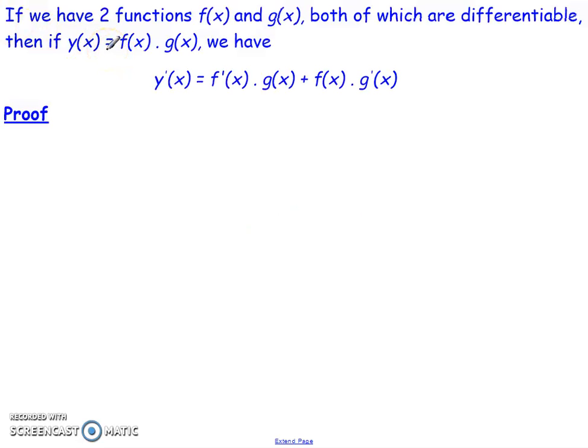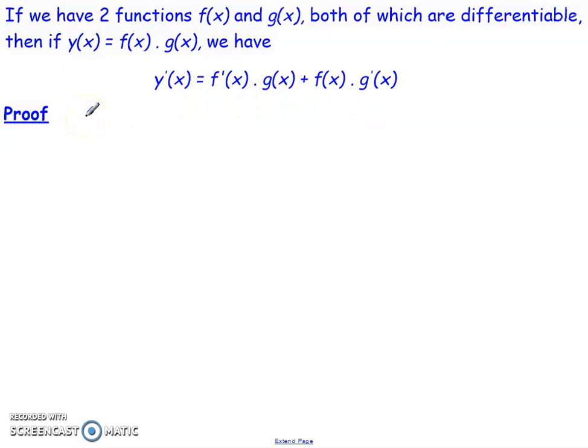Now let's imagine we've got two functions, f of x and g of x, both of which are differentiable. If we write that in the format y of x equals f of x times g of x, what we can do to take the derivative y dashed of x is simply take f dashed of x times g of x, so the derivative of f of x times g of x, plus the original f of x times g dashed of x, the derivative of the g function. It's quite simple. We follow that through.